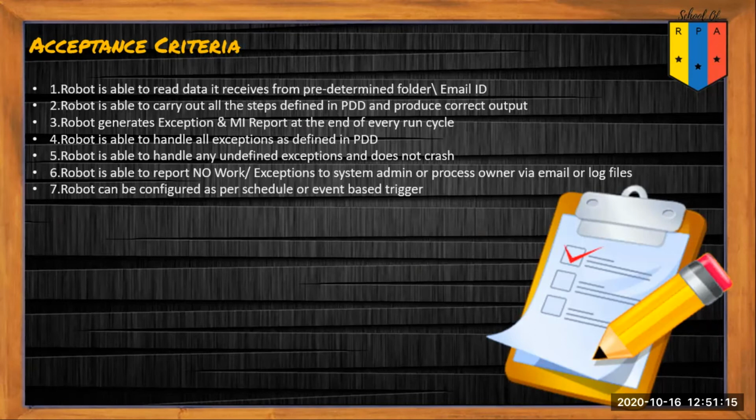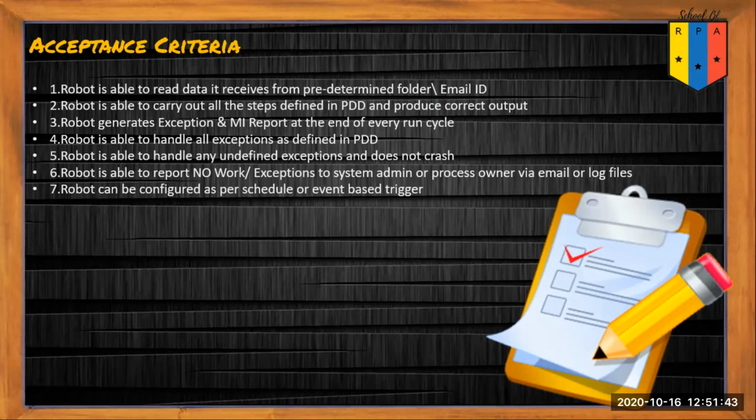Robot is able to read the data it receives from a predetermined folder or email ID, obviously. Robot is able to carry out all the steps defined in the PDD and produce correct output. Third, robot generates exception and MI reports at the end of every run cycle, and this is important for all robots. Robot is able to handle all exceptions as defined in the PDD. Obviously, the robot should not crash at the first sight of exceptions. It should have proper exception handling.